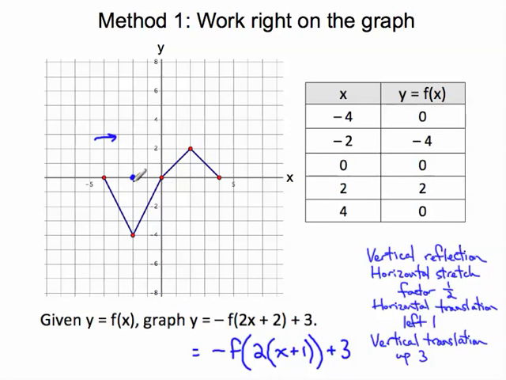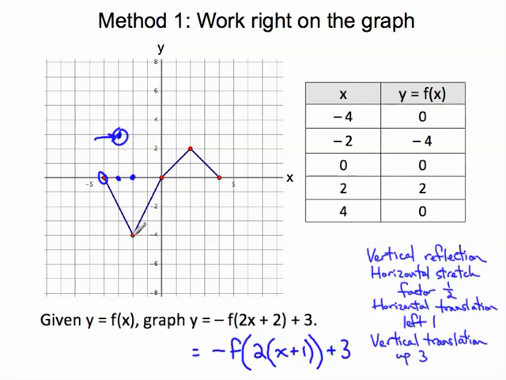So now we need to do a horizontal translation left by 1. So now we ended up over here. And then a vertical translation up 3. And in fact, the arrow that I put is going to point right to where that dot is. So this point here has ended up here. We vertically reflected it, which didn't do anything. Horizontal stretch by a factor of a half. Moved left 1 and then up 3.